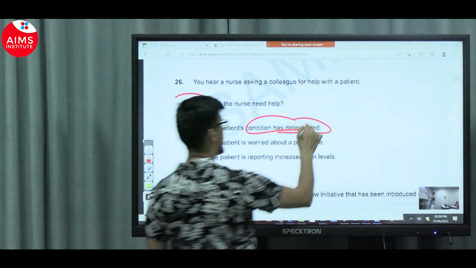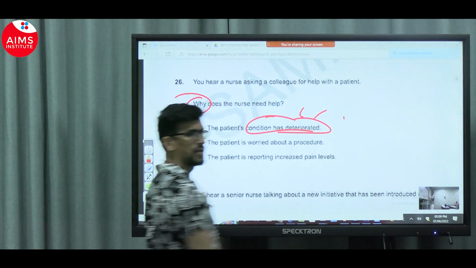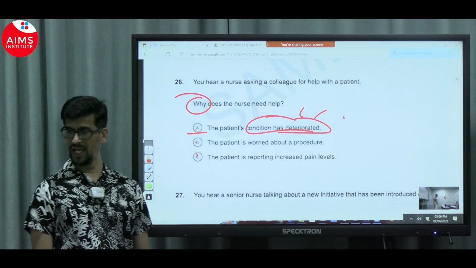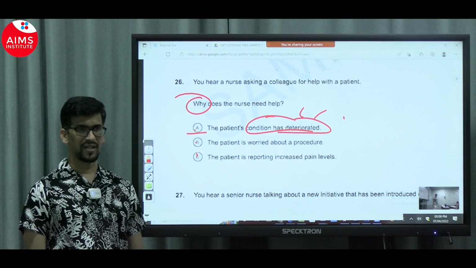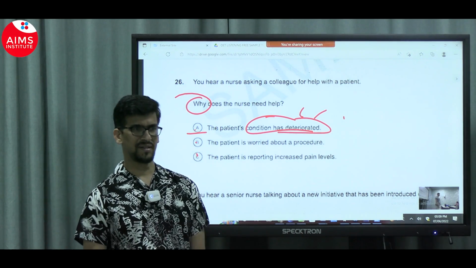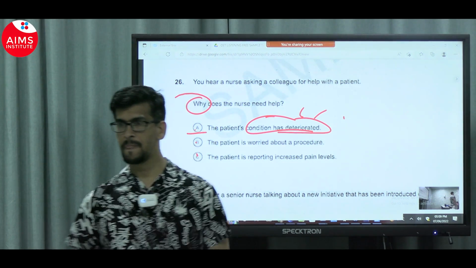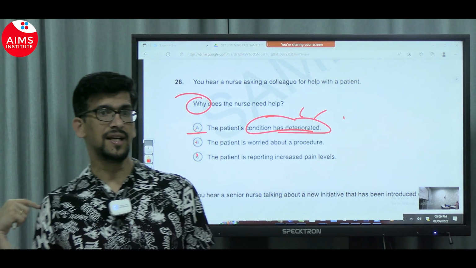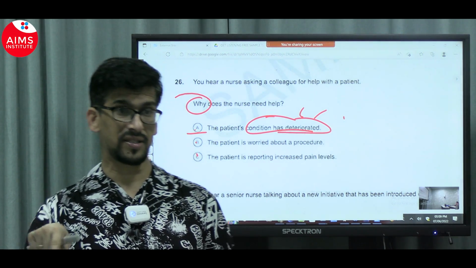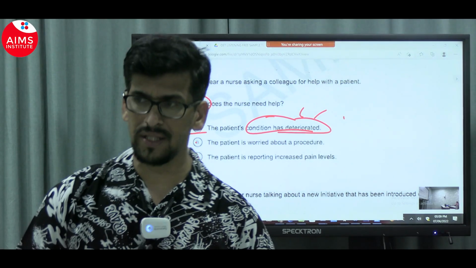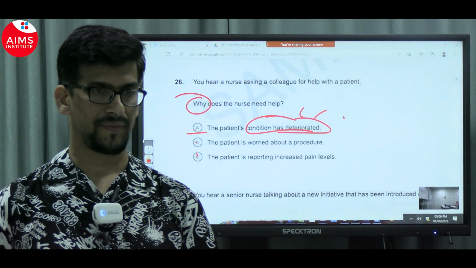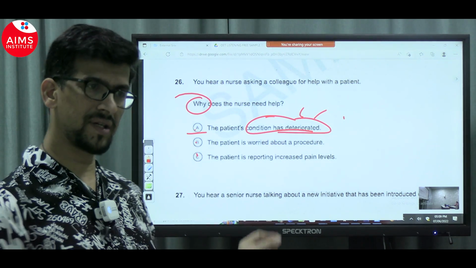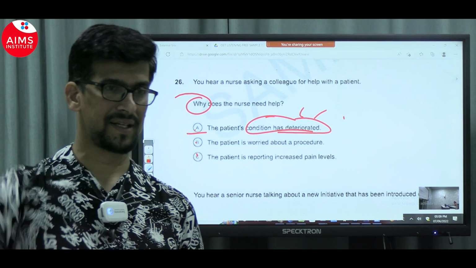But in the audio, what will they say? His heartbeat is very high, low, whatever it is. Or ECG variation, very bad. Something. So here they said deteriorated. Condition deteriorated in the question will become so specific in the audio. You should know this condition deteriorated is that.